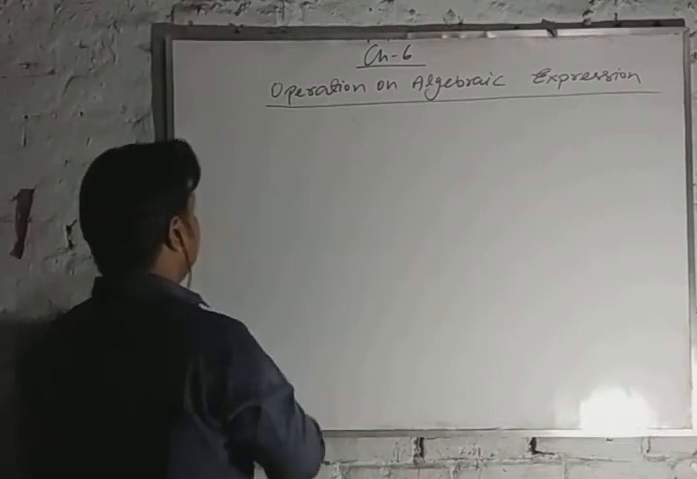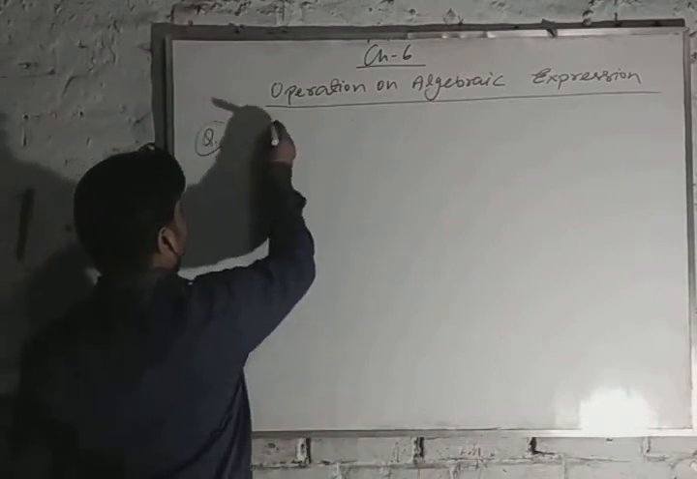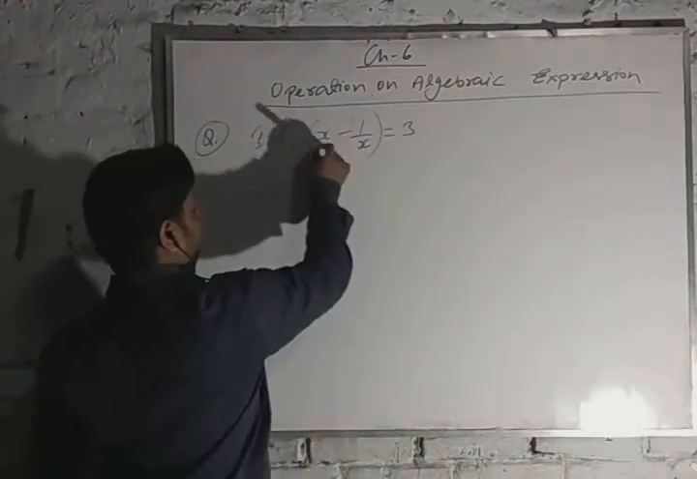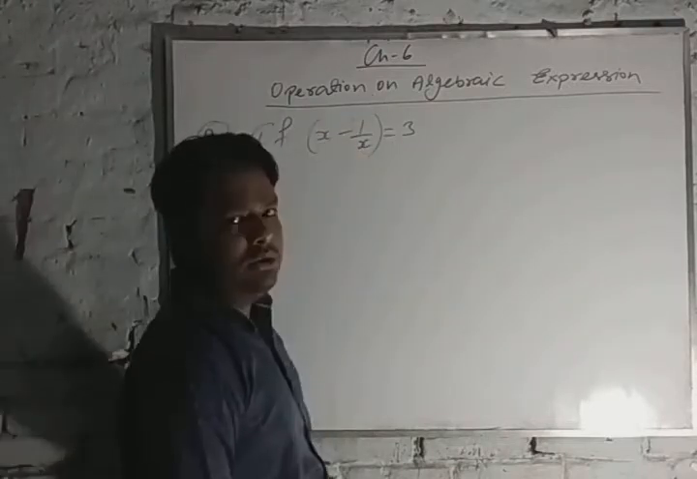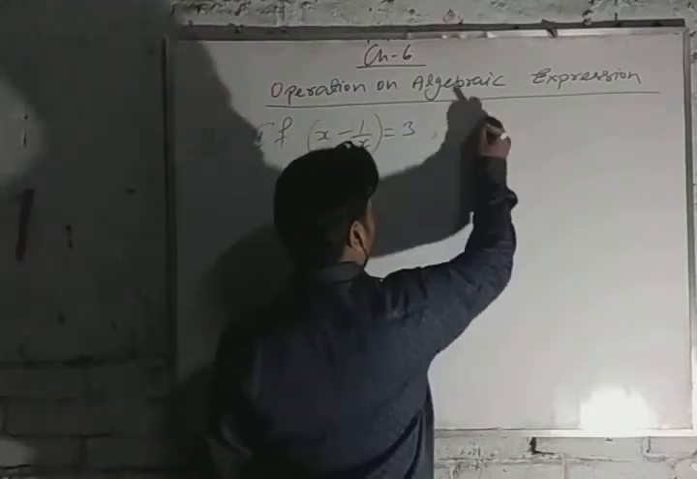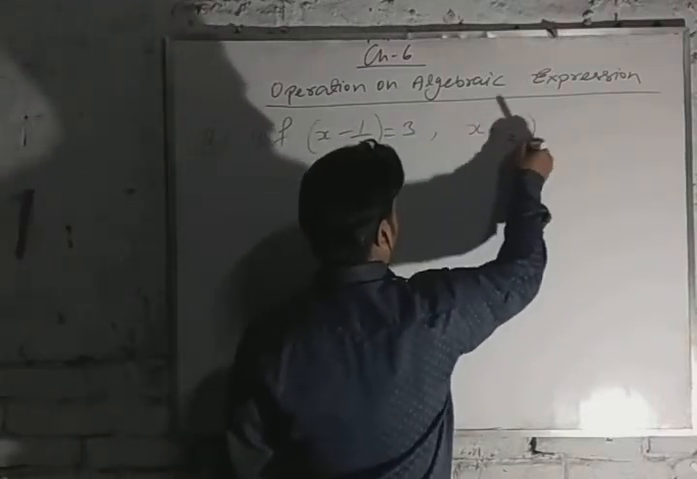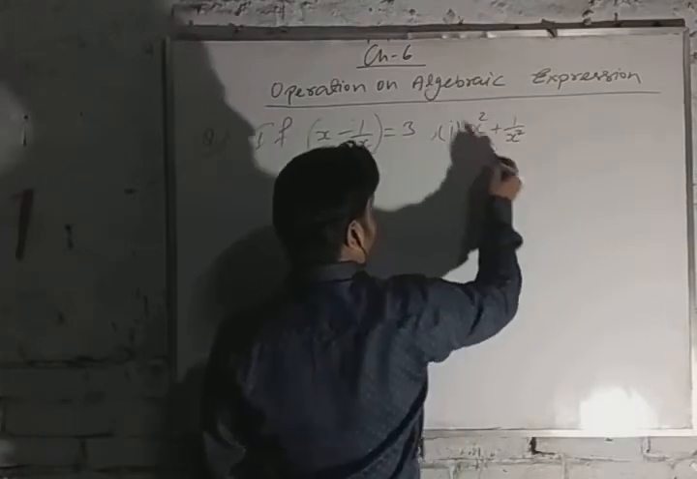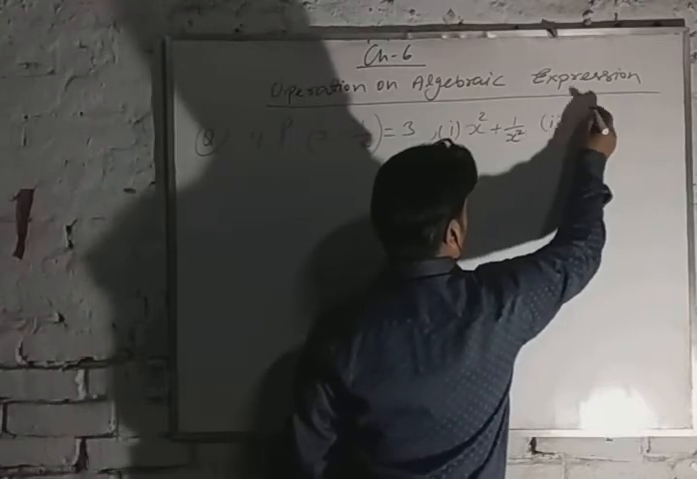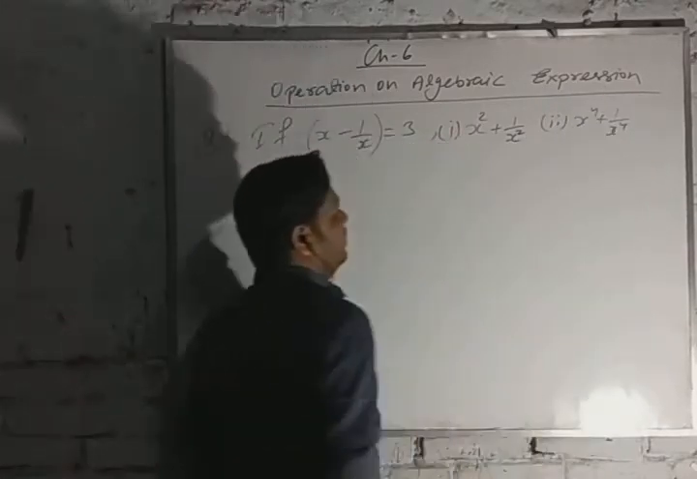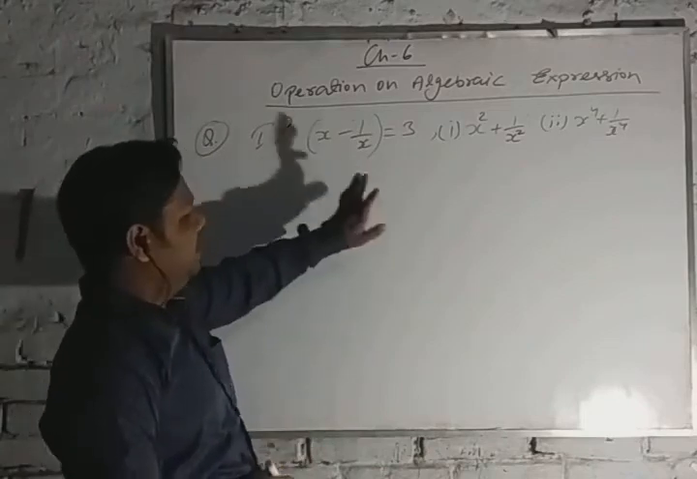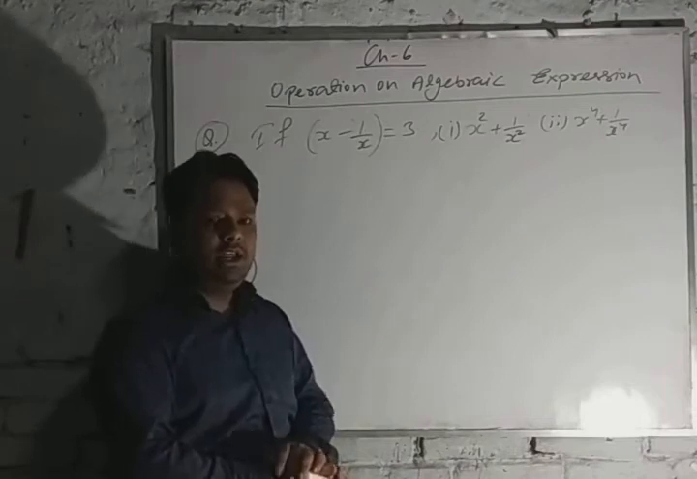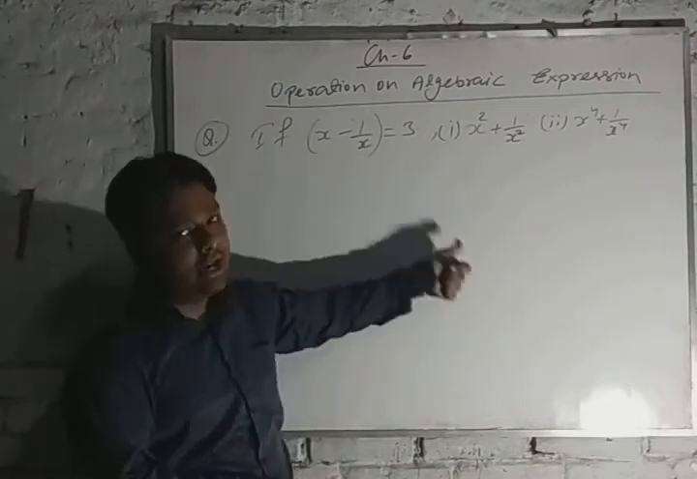Now see, if the question is that if x minus 1 by x is equal to 3, the whole value is given, x minus 1 by x is equal to 3. And we have to find the value of x square plus 1 by x square in question number 1, and in question 2 again x4 plus 1 by x4. But I have written minus here and the question is in plus. You can see in your formula, if plus then again plus and minus then also plus.